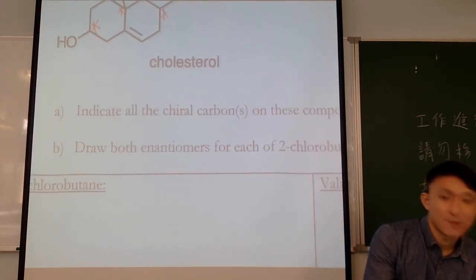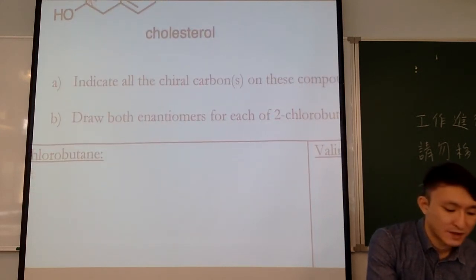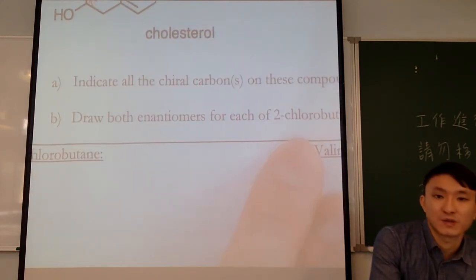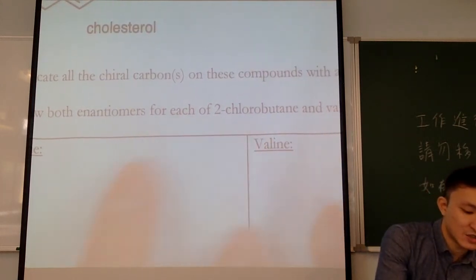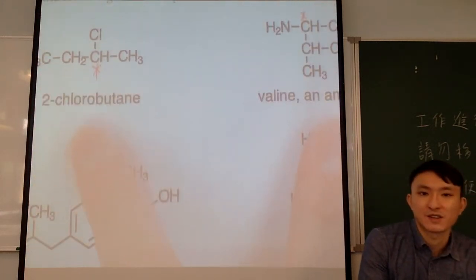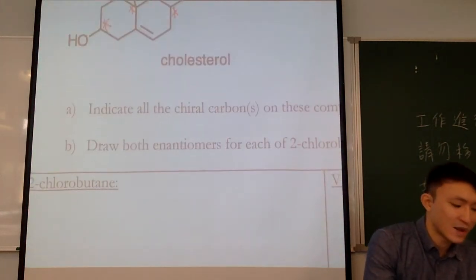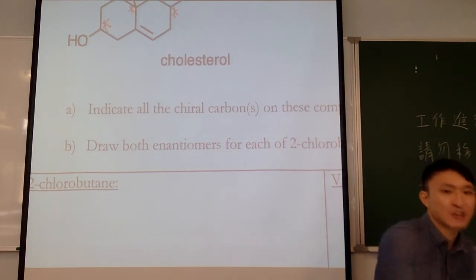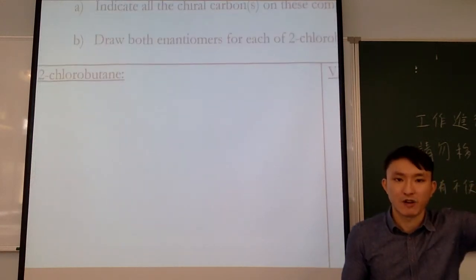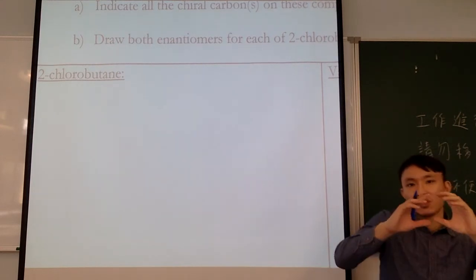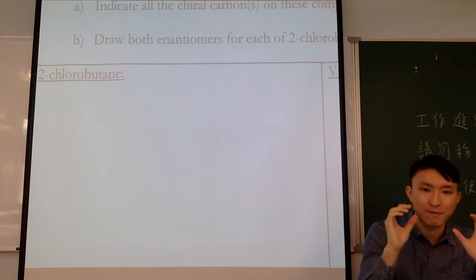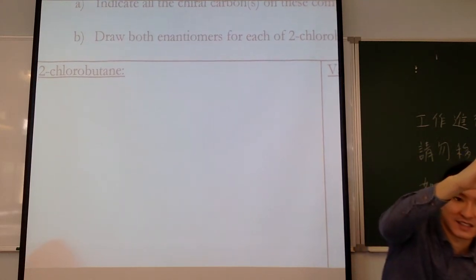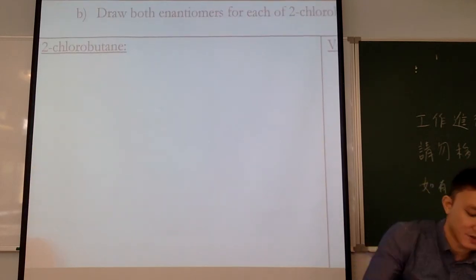Right. Now down here. So draw both enantiomers for each of 2-chlorobutane and valine. So this is to practice drawing the mirror images. These 2 are based on the 2 molecules here, so you got the structure already. Now, whenever you have to show the mirror image, you must use 3-dimensional drawings. So meaning that you must locate the chiral carbon and then draw the tetrahedral shape and then put in the things that are attached to the chiral center, chiral carbon.